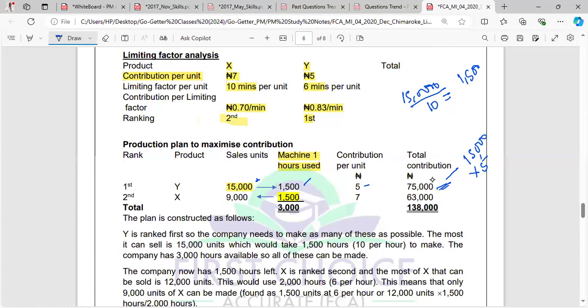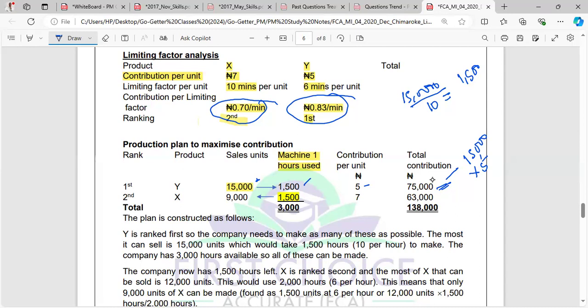So you'll be asking, what is this contribution per limiting factor used for? It's only used for ranking. That's all. After ranking, you dump it. It's no longer useful. You dump it. So you only use the normal contribution you are giving. The contribution per limiting factor is just for ranking, nothing else. Now, we've done the first one.